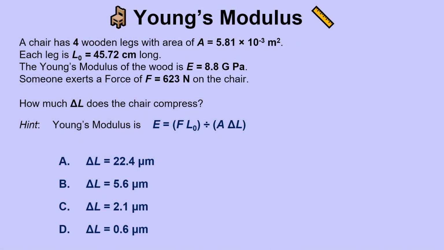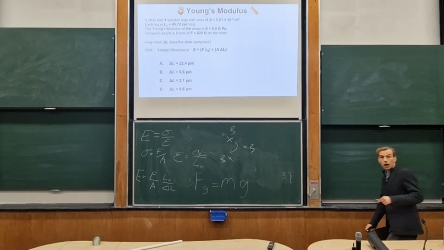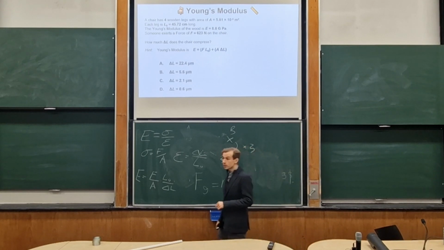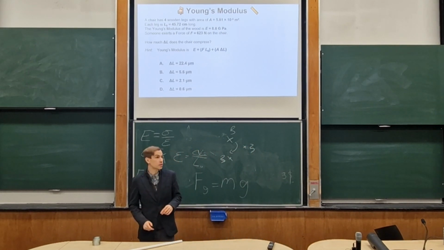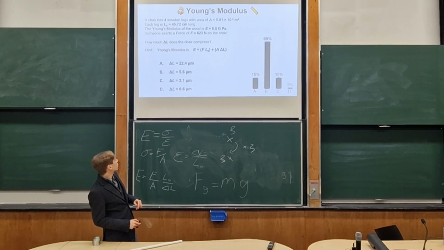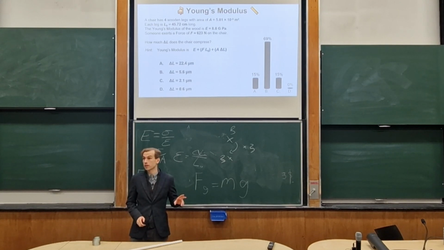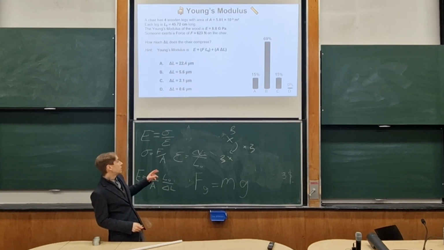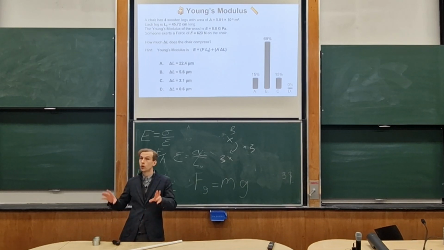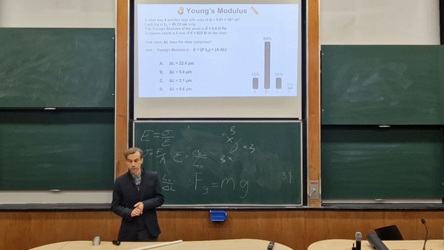So what I would suggest with this one is do the rearranging, do the algebra first. So solve for the delta L first before substituting any numbers in, then substitute in the numbers and see what you get. That's going to make life a bit easier for you. Okay, let's take a look at the responses. Let's see what everybody gets for this one. All right, okay, so nobody's going for D. Some people going for A, some people going for C. Looks like most people going for D.